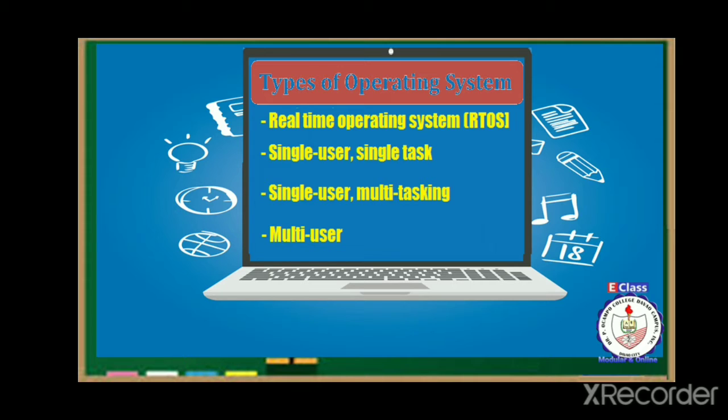Next is the multi-user. A multi-user operating system allows many different users to take advantage of the computer's resources simultaneously. The operating system must make sure the requirements of the various users are balanced and that each program they are using has sufficient and separate resources, so that a problem with one user doesn't affect all users.